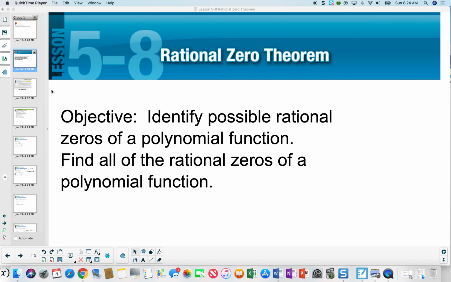Lesson 5-8, Rational Zero Theorem. Objective: identify possible rational zeros of a polynomial function. Find all the rational zeros of a polynomial function.